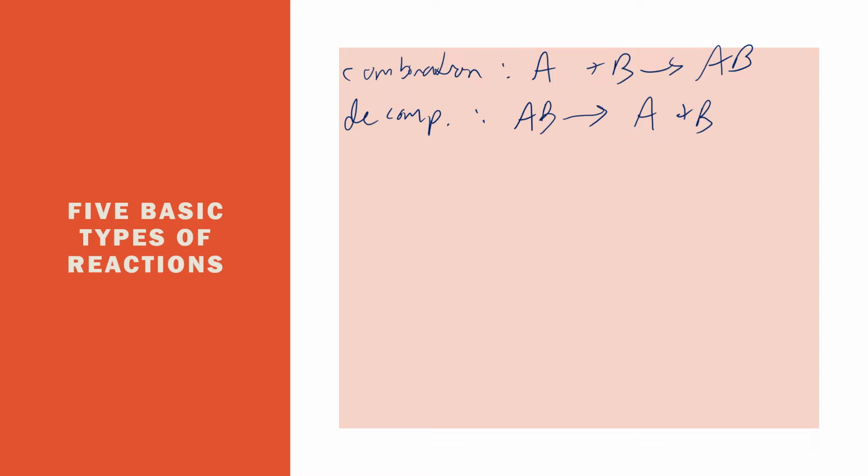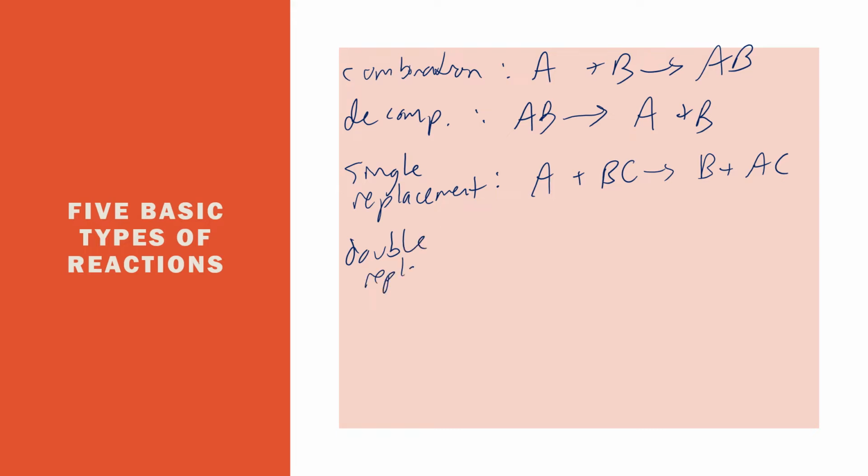We have single replacement or single displacement, depending on how you want to call it. It's where a single element is reacting with a compound, and then it will switch partners like this. Double replacement is when you have 2 compounds reacting and they switch partners.